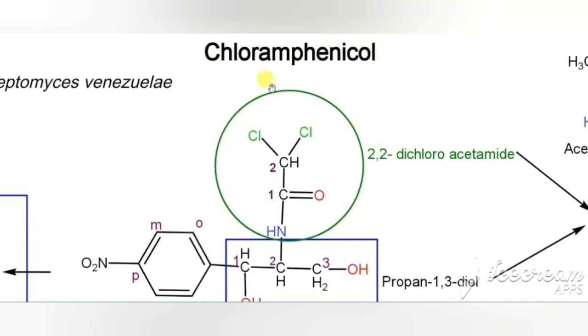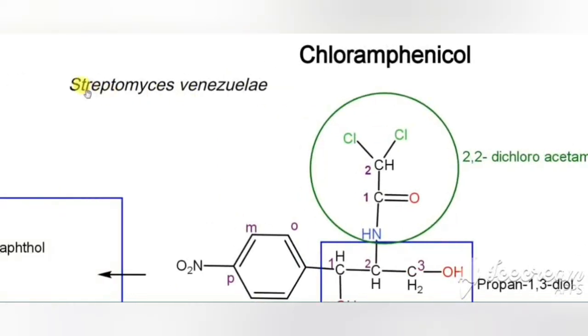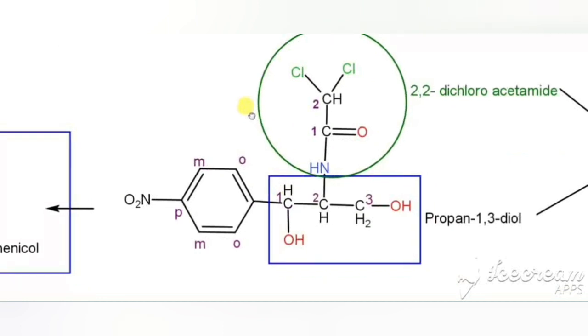Topic: chloramphenicol. Chloramphenicol is the first of the widely used broad spectrum antibiotics, and it is still the only therapeutically important antibiotic to be produced in competition with microbiological processes. Now we will see the source of chloramphenicol. It is obtained from Streptomyces venezuelae. Now we will see the structure of chloramphenicol.